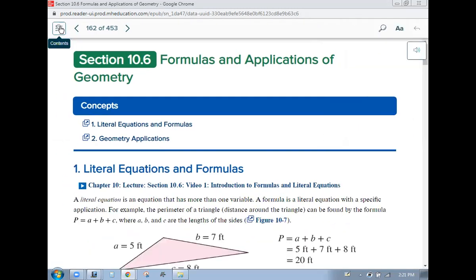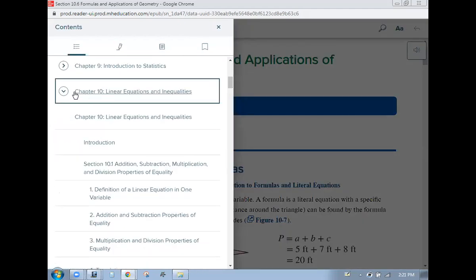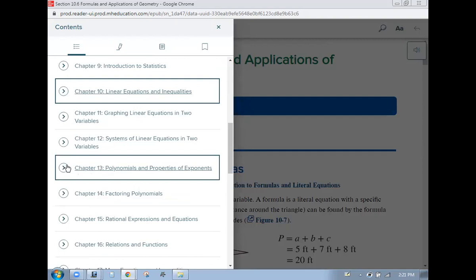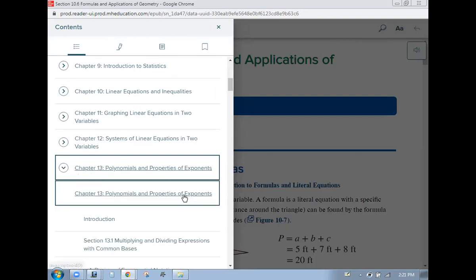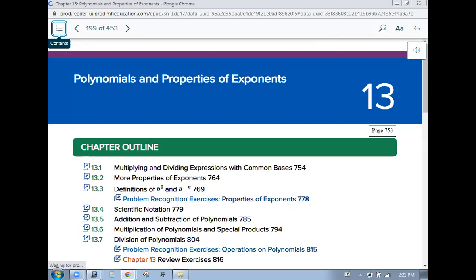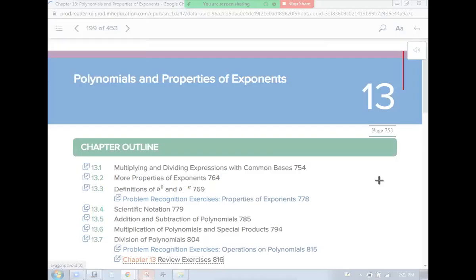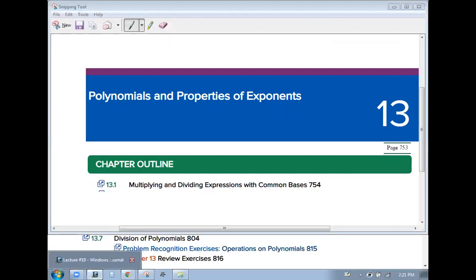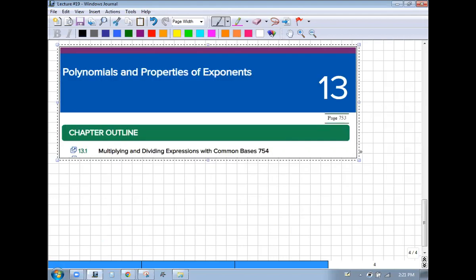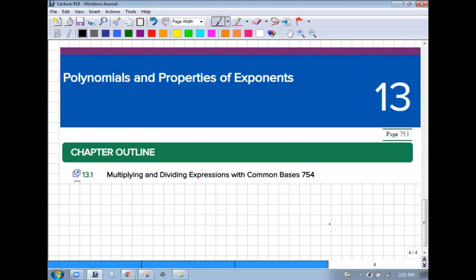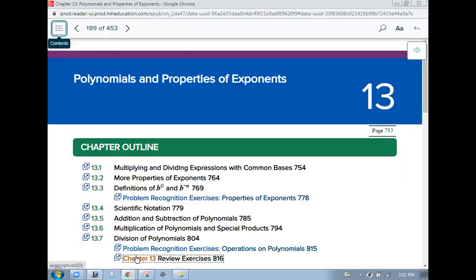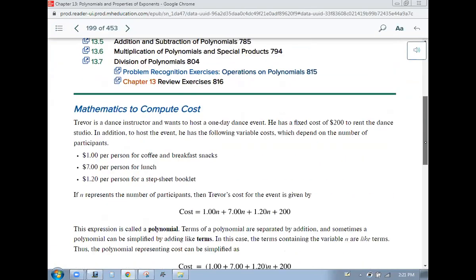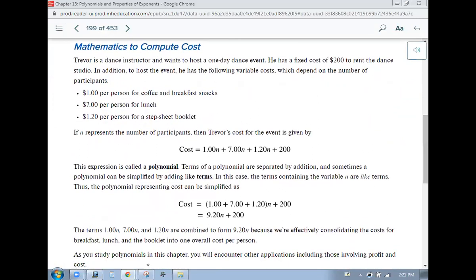So let's find 13.1 here. Chapter 13. Let's get a snapshot. We're on page 753. So we're going to do 13.1. So mathematics to compute cost.